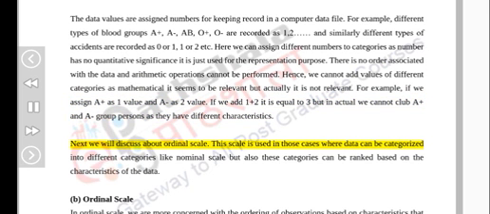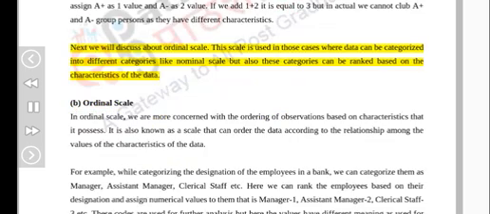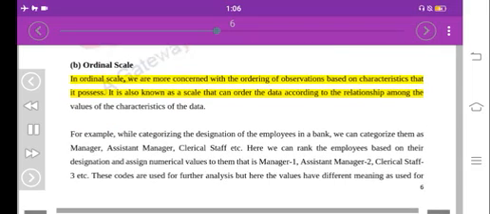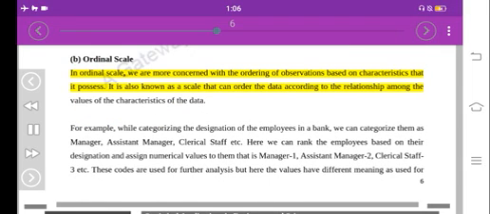Next we will discuss the ordinal scale. This scale is used in those cases where data can be categorized into different categories like nominal scale, but also these categories can be ranked based on the characteristics of the data. In ordinal scale, we are more concerned with the ordering of observations based on the characteristics that they possess. It is also known as a scale that can order the data according to the relationship among the values of the characteristics of the data.